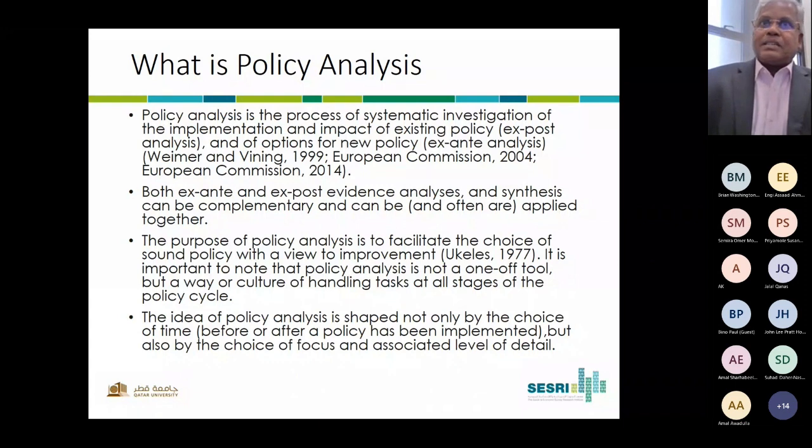Therefore, the purpose of policy analysis is to facilitate the choice of sound policy with a view to improving the lives of people. It is important to note that policy analysis is not a one-off tool, but a way or culture of handling tasks at all stages of the policy cycle. There is a broader policy cycle, and there is always a policy action. The course of policy analysis is shaped not only by choice of time, before or after policy has been implemented, but also by the choice of focus and associated level of detail in the policy.